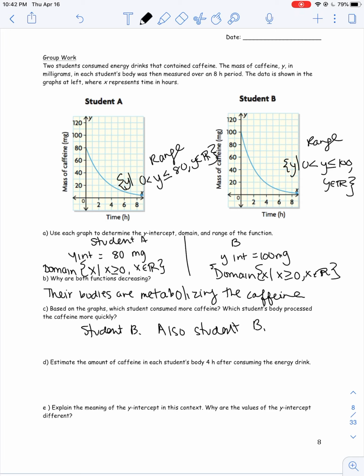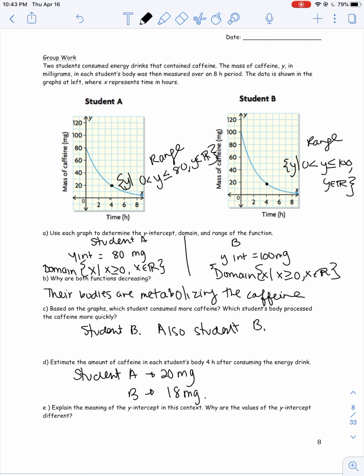Estimate the amount of caffeine in each person's body 4 hours after consumption. So we're going to look at the graph and extend it and say, okay, student A looks like he probably had 20 milligrams. And then student B, if you look at 4, looks like they're probably about approximately 18 milligrams. So this is just an estimation. We're just using the graphs to figure out our answer.